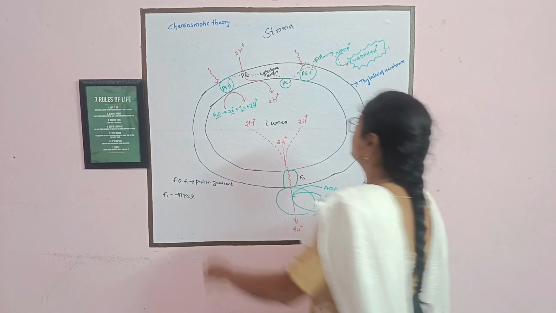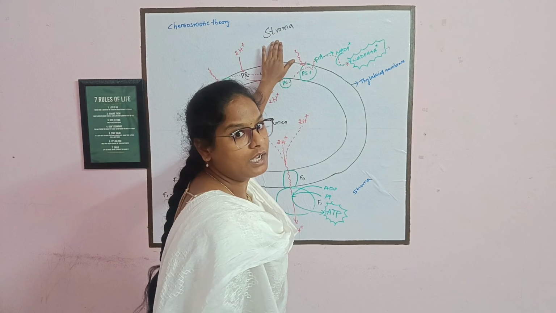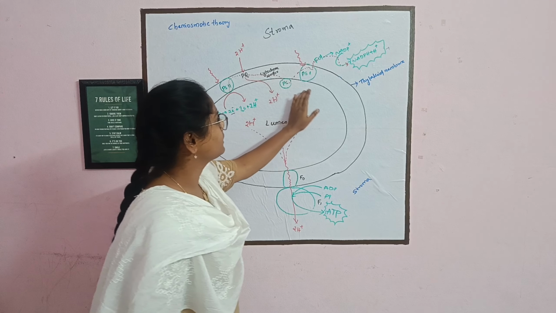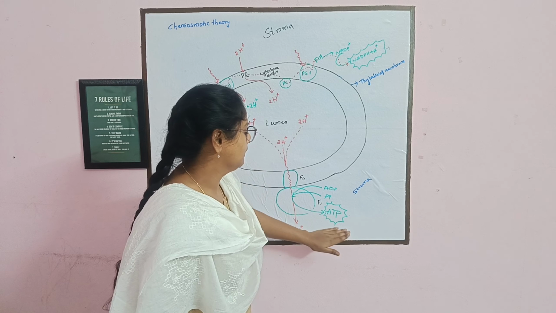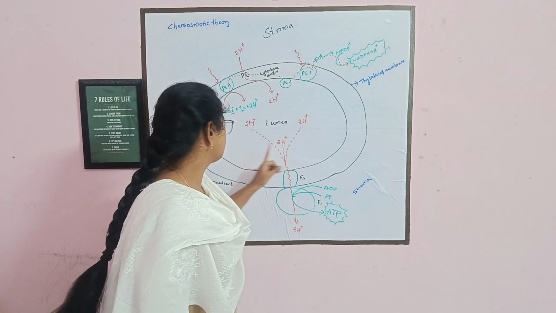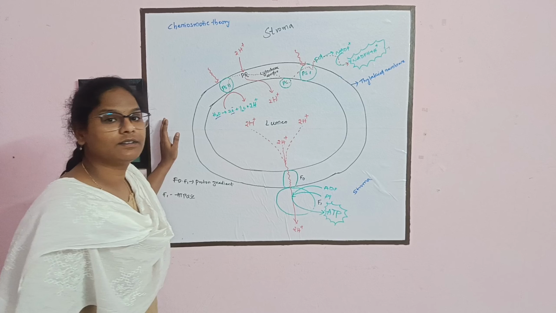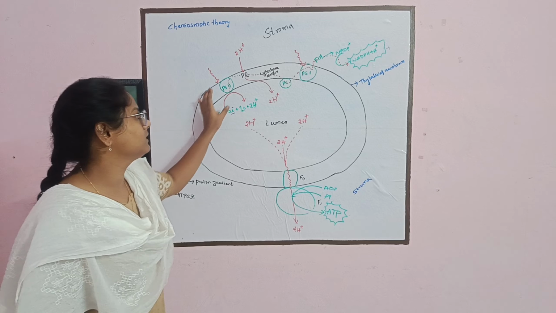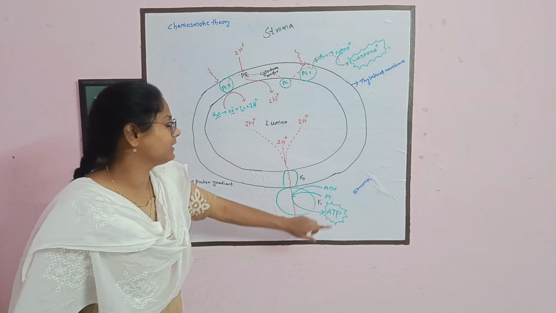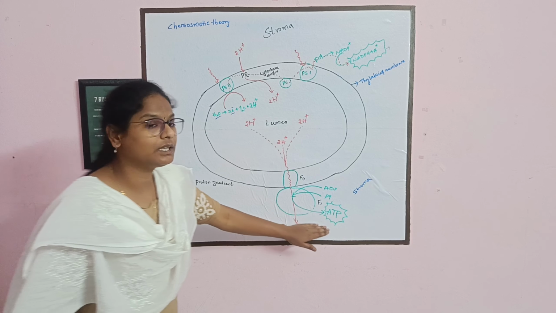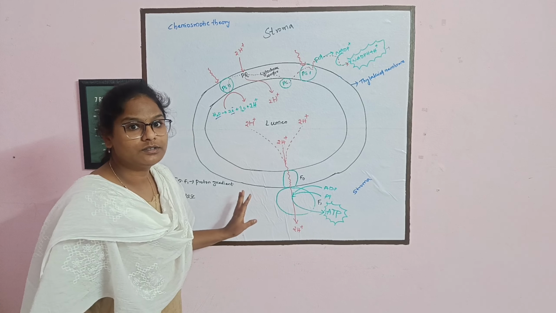So the dark reaction is taking place in the stroma. Until now we discussed the light reaction where ATP and NADPH are produced and oxygen is also released into the atmosphere as a byproduct, right? So this is about non-cyclic photophosphorylation. This is the chemiosmotic theory where ATP is produced. Okay, so this is clear.